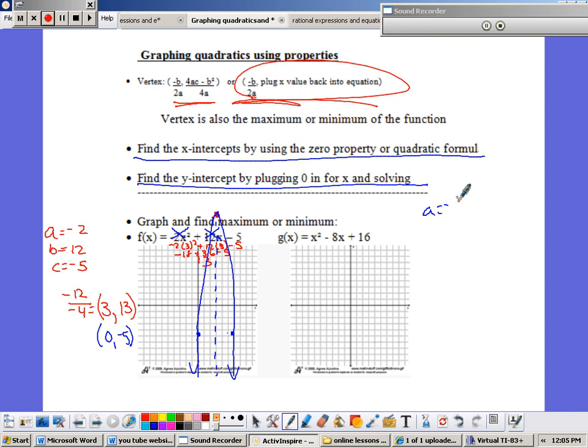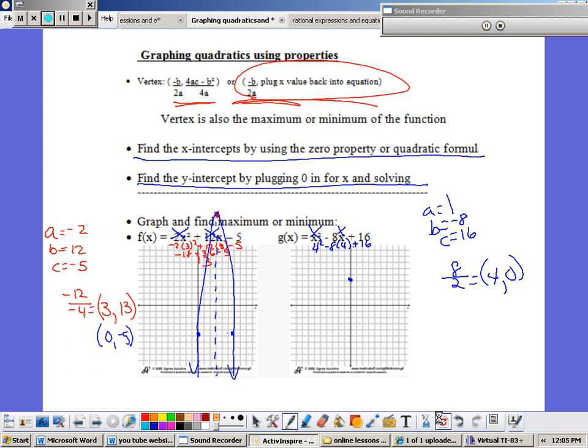a is positive 1. Let's erase that and put positive 1. b is -8, c is 16. Negative b, positive 8, over 2 times 1 is 2, so 4 is my x. 4 squared minus 8 times 4 plus 16 is 0. So (4, 0). Now, the y-intercept would be, cross out the x, (0, 16).